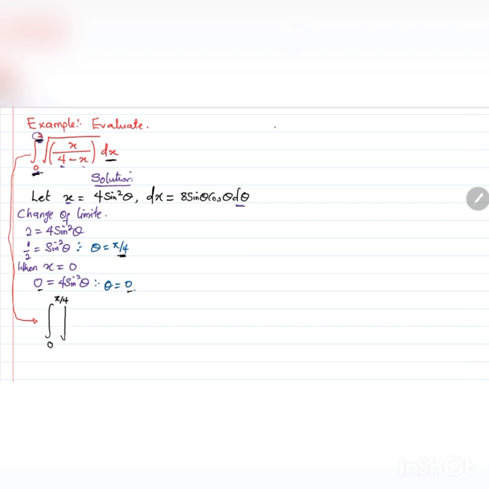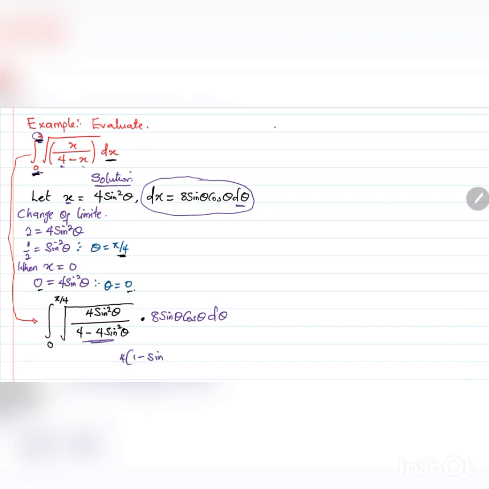The square root of x. What is x? x is 4 sine square theta. That's the square root of 4 sine square theta divided by 4 minus, what is x? 4 sine square theta, times dx. But what is dx? dx is the same thing as 8 sine theta cos theta d theta. So this is what we'll be simplifying now. Let's try to break this down. Looking at this denominator, it is the same thing as 4 into bracket 1 minus sine square theta, right?